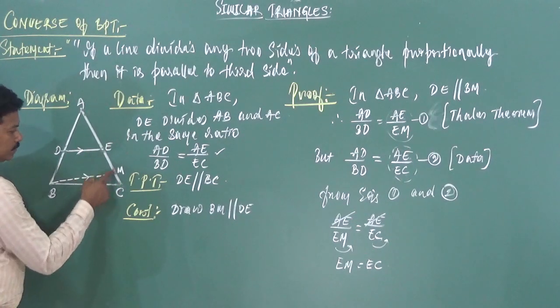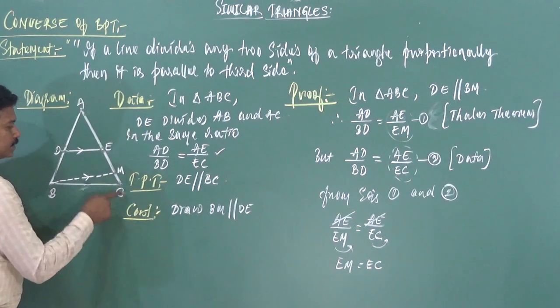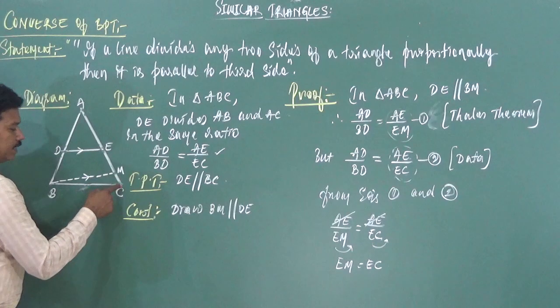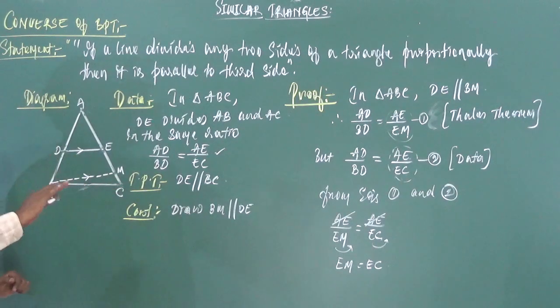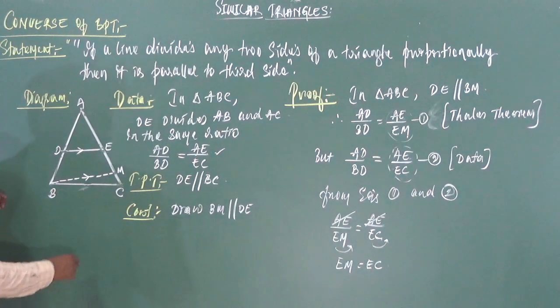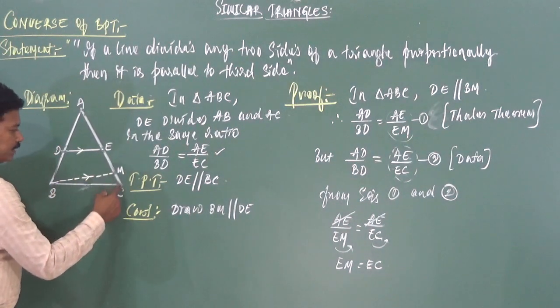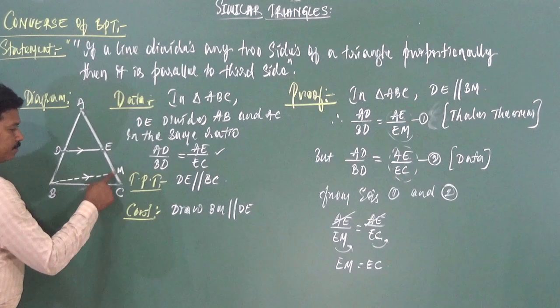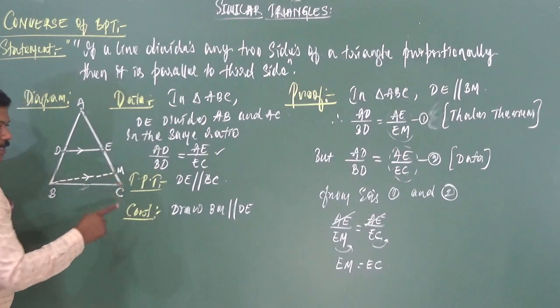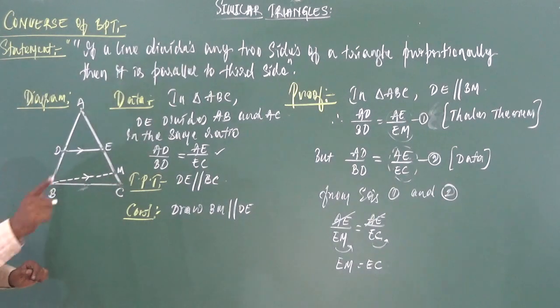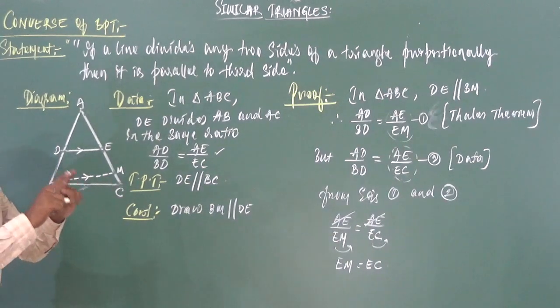According to the result in the diagram, EM is equal to EC, which means M and C are not two different points. M and C are not two distinct points. As EM is equal to EC, therefore point M and point C must coincide. They are not distinct, they are the same point.